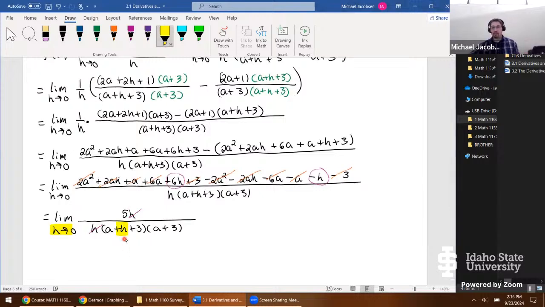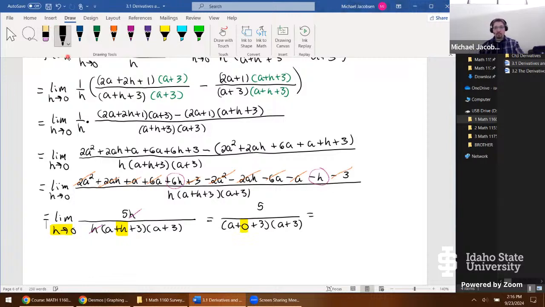This part right here just goes to 0. So in fact, we don't write the limit statement any longer. We're directly substituting 0 there to get 5 over A plus 0 plus 3. Let me fix that 3 real quick. Times A plus 3. So following the yellow highlighting, that's the direct substitution there.